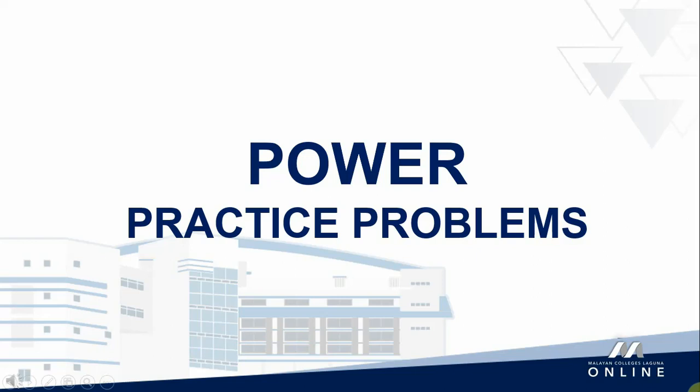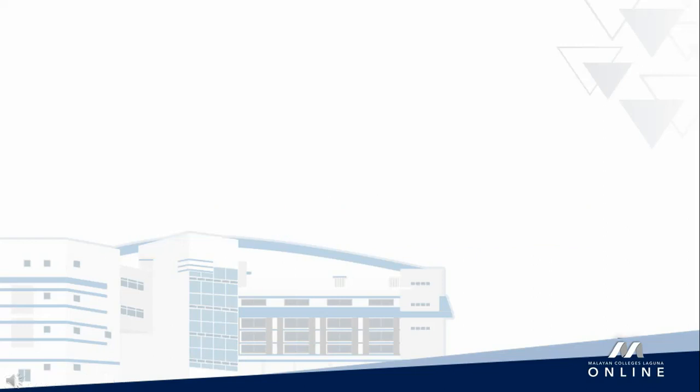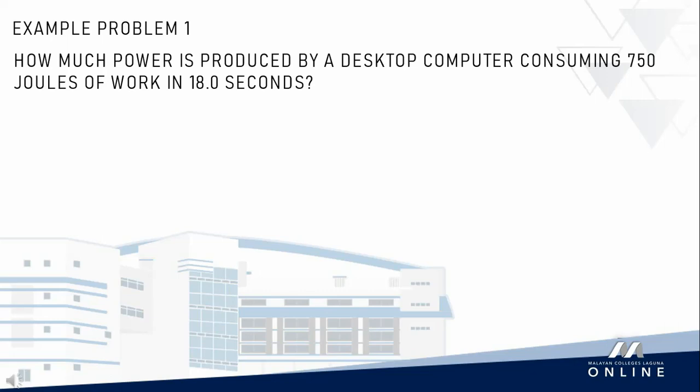Let us have some practice problems concerning power. Number 1. How much power is produced by a desktop computer consuming 750 joules of work in 18 seconds?